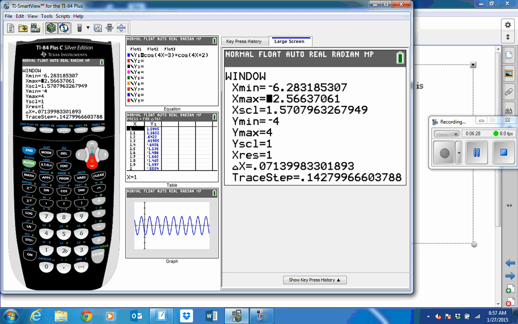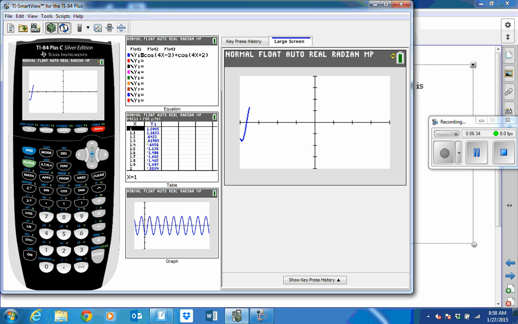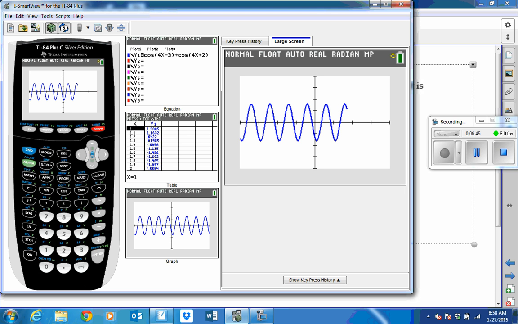Now let's change our window back to negative 2 pi and 2 pi. And that's going to make it a little bit easier to see. Now for these composite trigonometric functions that are sinusoidal functions, we're going to rely on our calculator entirely in order to figure out what the function is going to be. Now remember, we could write this as a sine or as a cosine function.